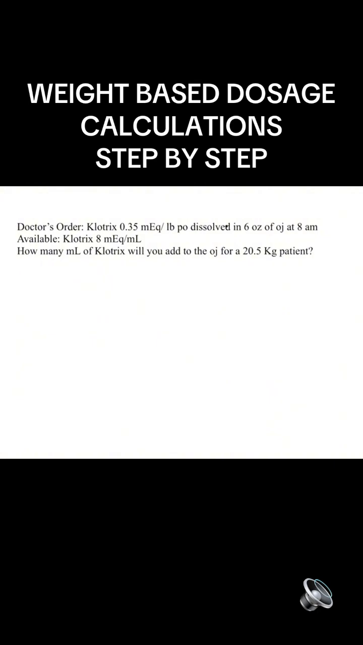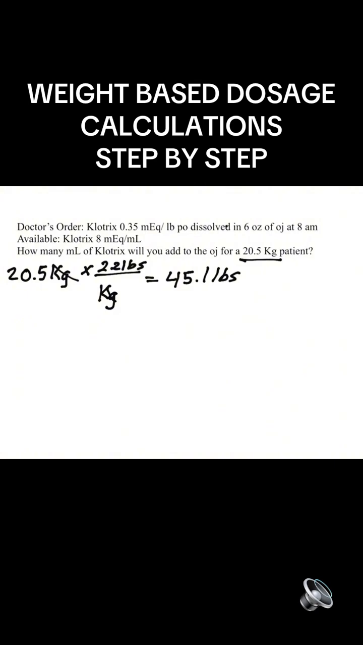So first, we're going to take this weight and put that weight in pounds. So you're going to start going over here. All right, so we know kgs have to go on the bottom. So 1 kg is 2.2 pounds. So kg cancel out. So this patient weighs 45.1 pounds.